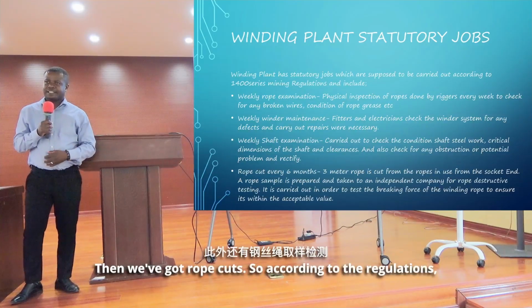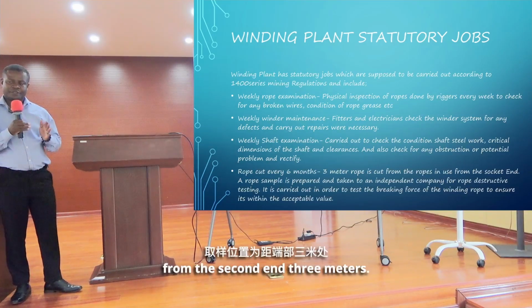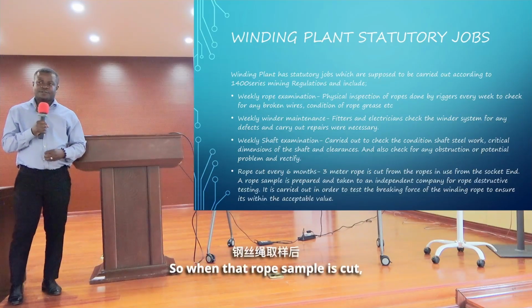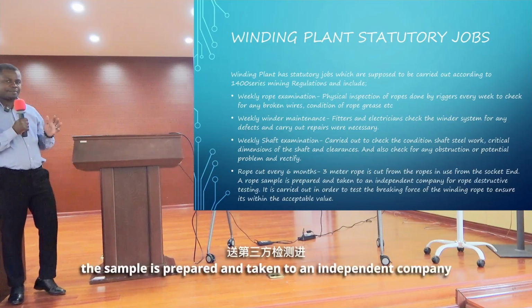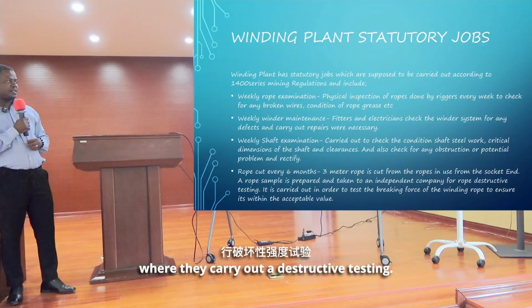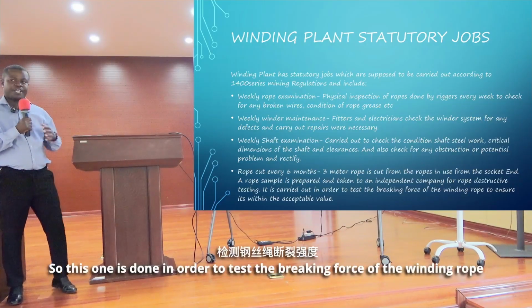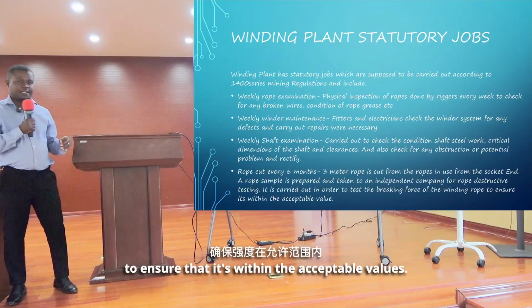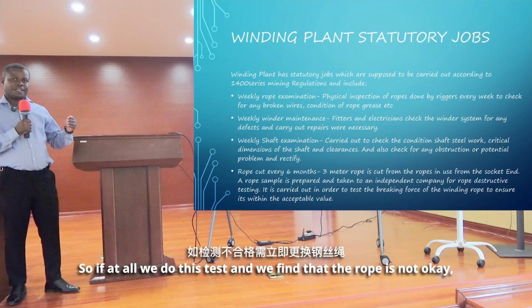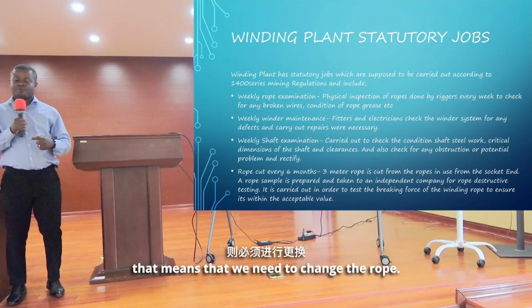According to the regulations, every 6 months, we're supposed to cut a rope sample of 3 meters from the socket end. Like today, we're even doing the same job on the man cage now. When that rope sample is cut, a sample is prepared and taken to an independent company where they carry out destructive testing. This is done in order to test the breaking force of the winding rope to ensure it's within the acceptable values. If we do this test and we find that the rope is not okay, that means we need to change the rope.